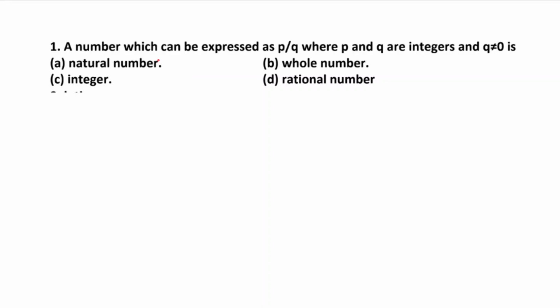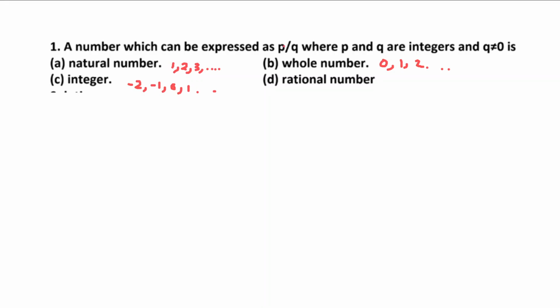Definitely this is not a natural number, because what is a natural number? Anything like 1, 2, 3, excluding 0. All these numbers are natural numbers. Whole number is what? Numbers including 0. Okay, integers include negative numbers also. Okay, -2, -1, 0, 1, etc.